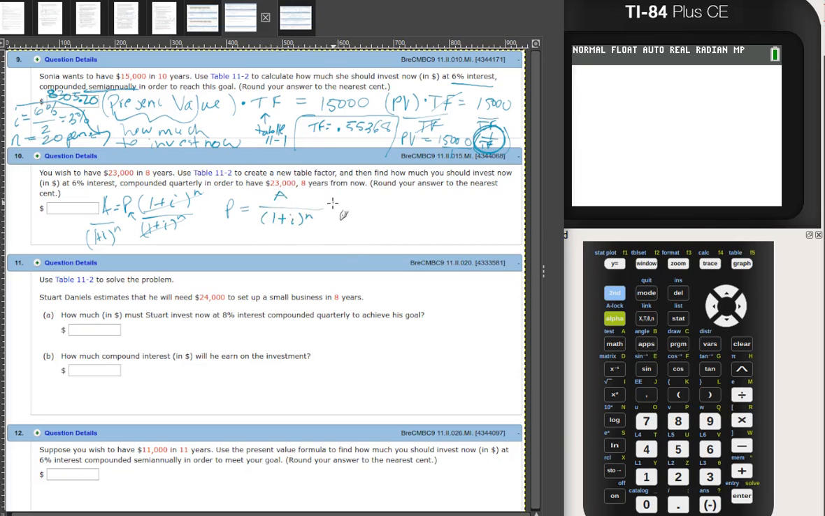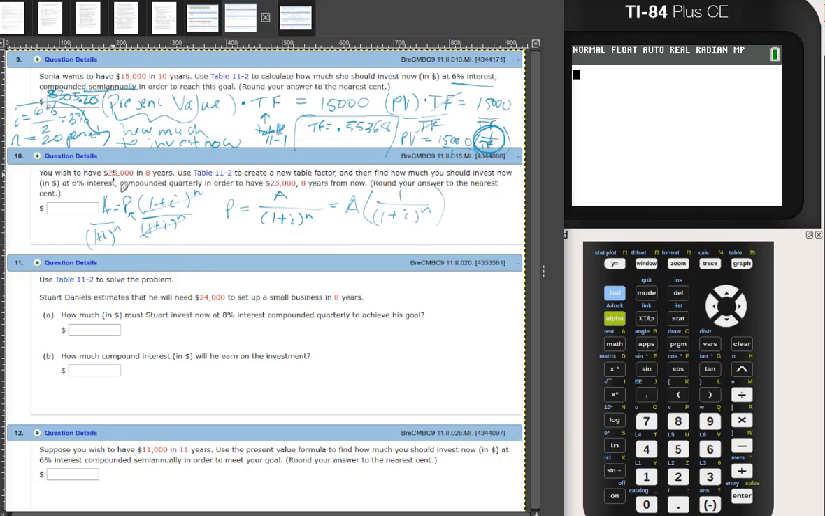And this whole thing we could think of as the amount that we want it to be worth in the future times 1 over, which is giving us the reciprocal of that thing. These are the same, but this is how we get all the table factors from Table 11.2.